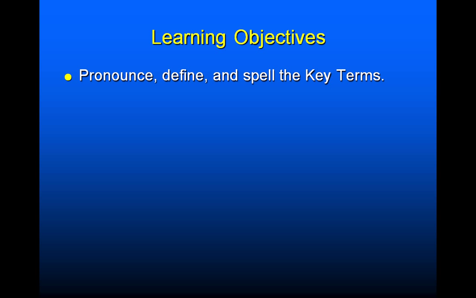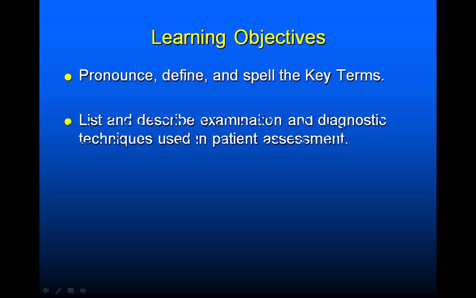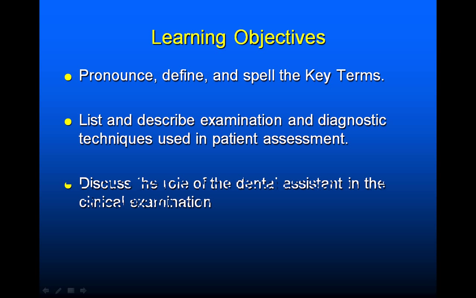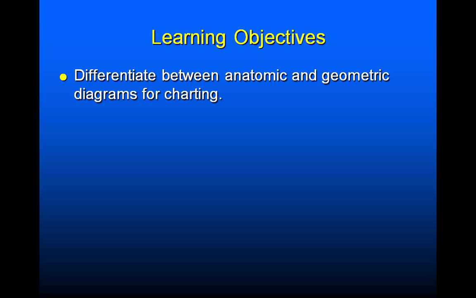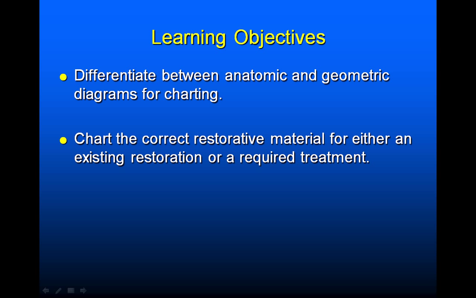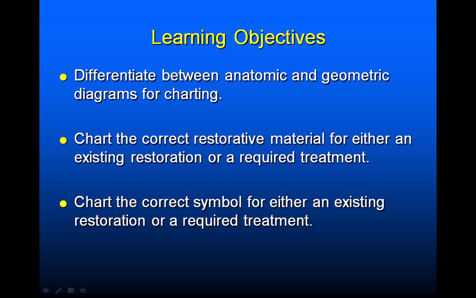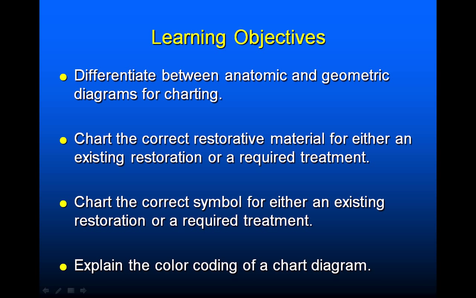Those include pronouncing, defining, and spelling the key terms found in chapter 28, listing and describing examination and diagnostic techniques used for patient assessment, discussing the role the dental assistant plays in the clinical exam, listing the 6 categories of Black's classification of cavities, differentiating between anatomic and geometric diagrams for charting, charting the correct restorative material for either existing or required treatments, charting the correct symbol for either existing restorations or required treatment, and also explaining the color coding of a chart diagram.